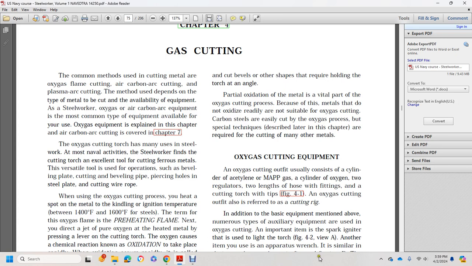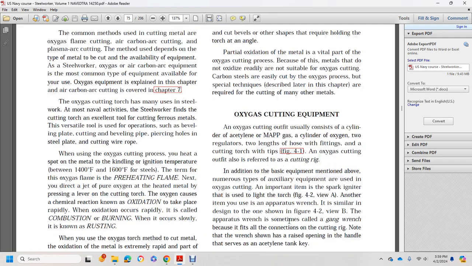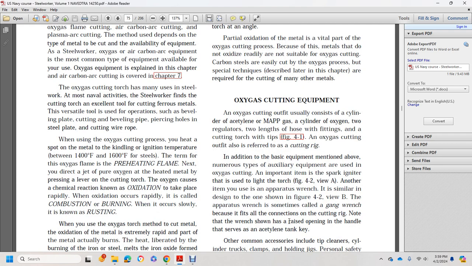Oxy-gas cutting equipment. The oxy-gas cutting outfit consists of a cylinder of acetylene or MAP gas, a cylinder of oxygen, two regulators, two lengths of hose with fittings, and a cutting torch with tips. The oxygen cutting outfit is referred to as a cutting rig. In addition to the basic equipment mentioned above, various types of auxiliary equipment are used in oxygen cutting. An important item is the spark igniter, used to light the torch, shown in figure 4.2, view A. Another item is the apparatus wrench, shown in figure 4.2, view B. The apparatus wrench is sometimes called a gang wrench because it fits all connections on the cutting rig.